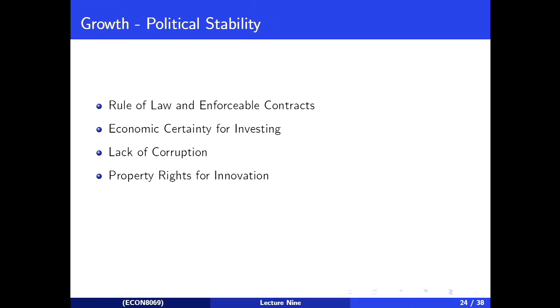This is really tricky, this one. Do I have this later? Yes, I have this later. I'll come back to property rights for innovation in a moment. But this is our notion of copyright and patents and those things here.